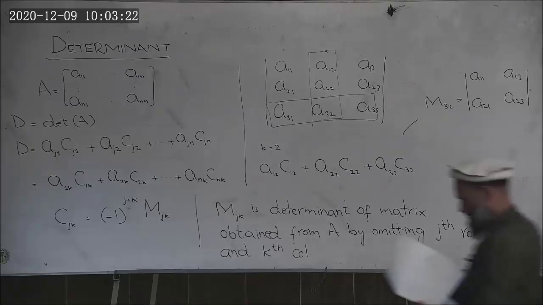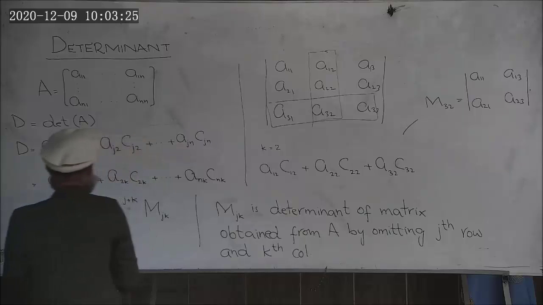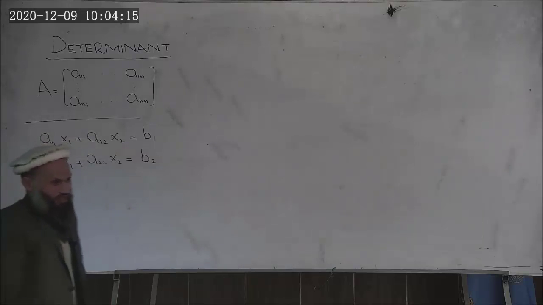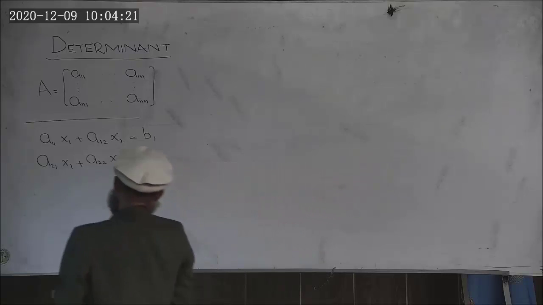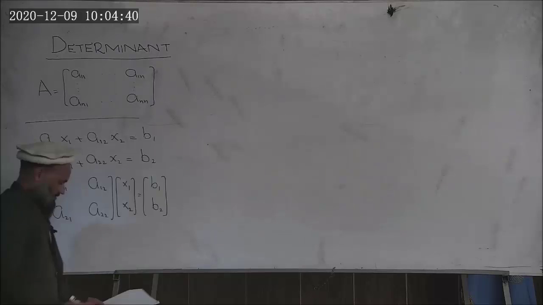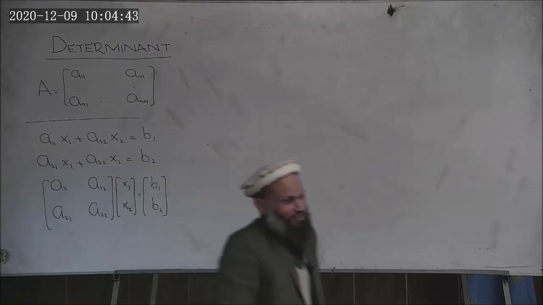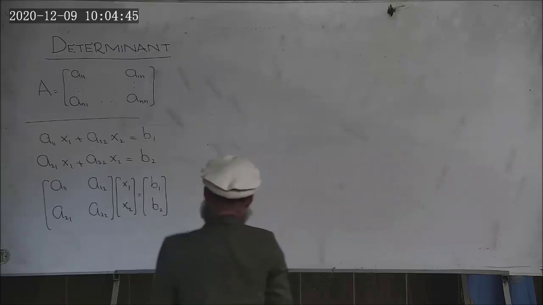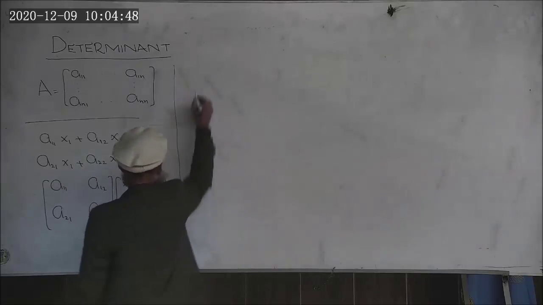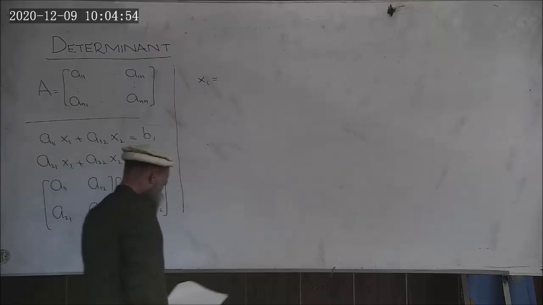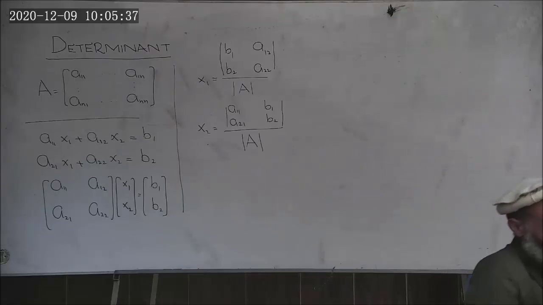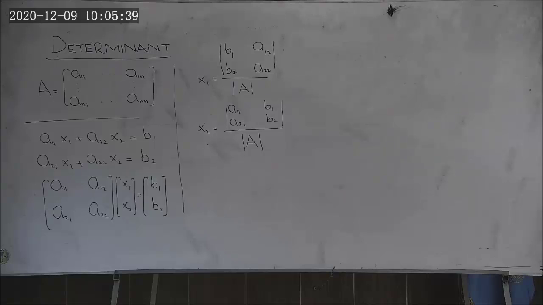Here we discuss Cramer's rule. We have a system of equations. We can write this system of equations in matrix form. So Cramer's rule states that the solution to this system of equations can be computed from this relation, provided that the determinant of matrix A is not equal to 0. If the determinant of matrix A is equal to 0, then we cannot use this relation.